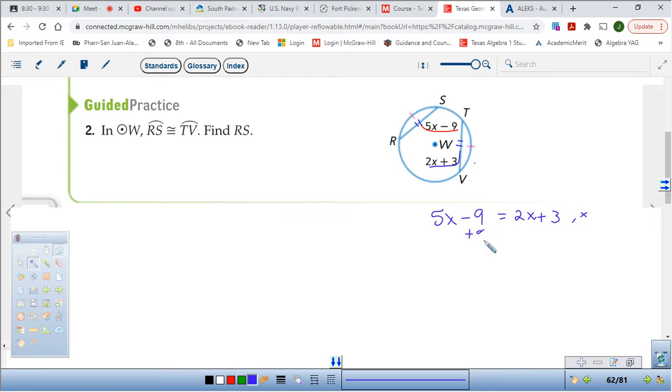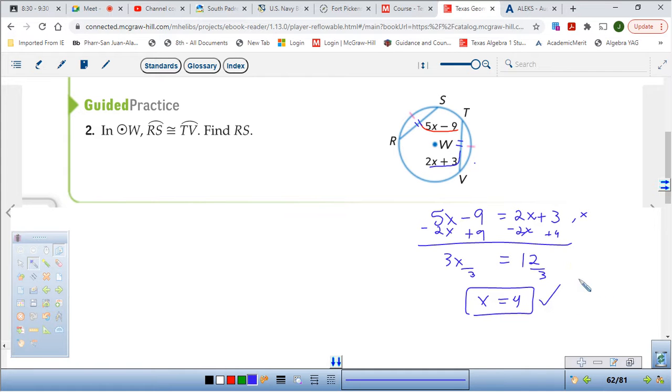So plus 9, minus 2x, minus 2x. This gives me 3x equals 12. Divide by 3, x is equal to 4. That's almost my answer.